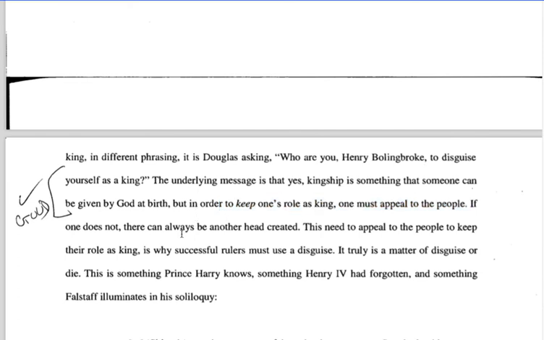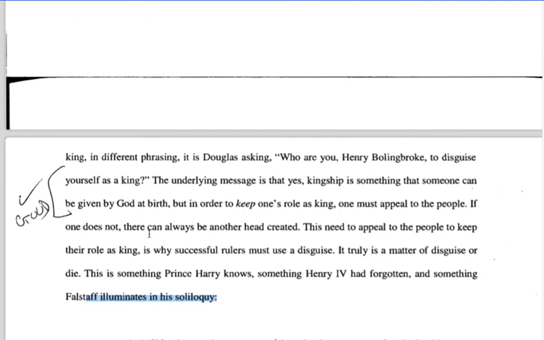If one does not, there can always be another head created. That's the point that the student wants to make. It truly is a matter of disguise or die. This is something Prince Harry knows, something Henry IV has forgotten, and something Falstaff illuminates in his soliloquy. Notice what the student is doing.